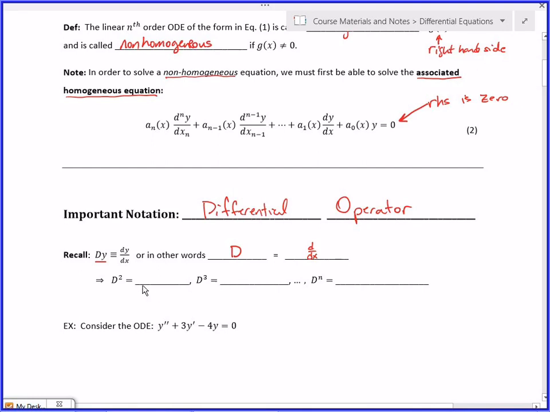And actually, instead of writing y double prime, or instead of writing d squared y over dx squared, I may just write D squared. D cubed, right? D to the third actually means third derivative, so that's d cubed y over dx cubed. This is d^n over dx^n. Actually, I don't need the y's in there because I don't have the y's in there on the left-hand side.